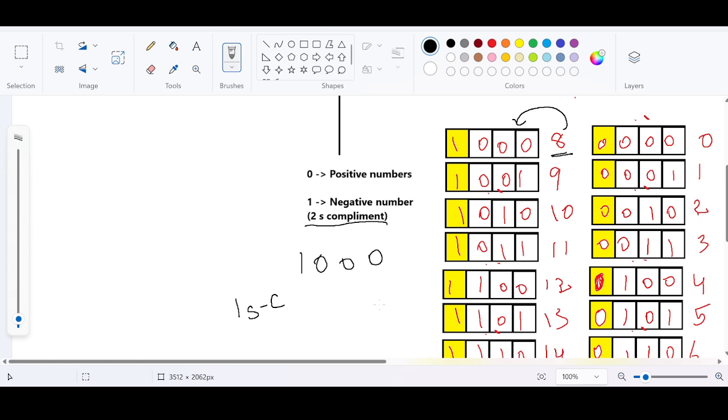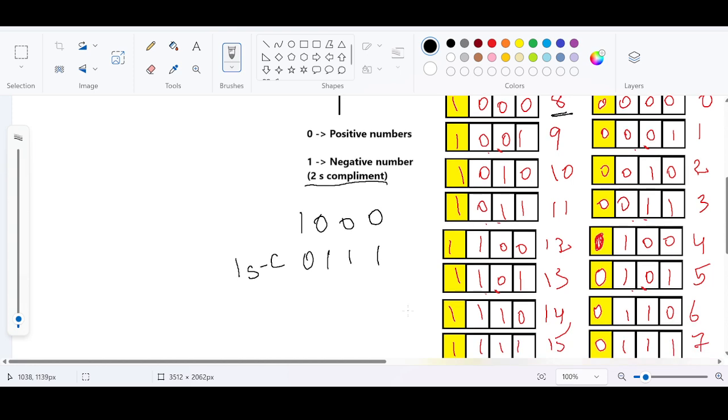What is 1's complement? This is the given binary number, right? Just flip the bits. If you have 0, flip it to 1. 0, flip it to 1. 0, flip it to 1. 1, flip it to 0. So this is the 1's complement. Now you tell me, what is the 1's complement of 111? Come on. 000. Isn't it? Now what is the 1's complement of 101? 010. Now you are good at finding 1's complement.